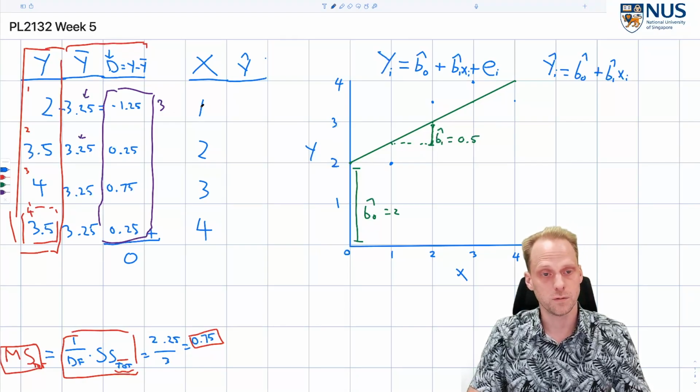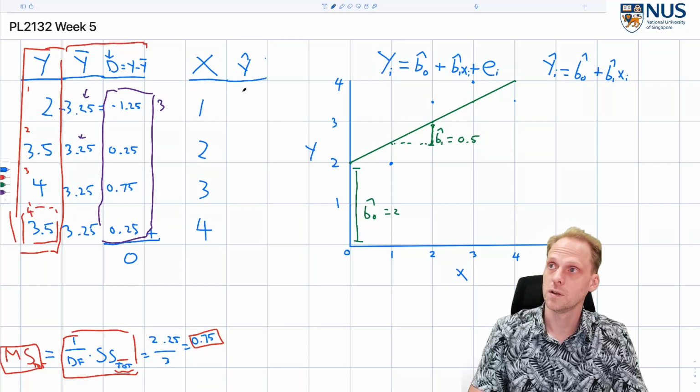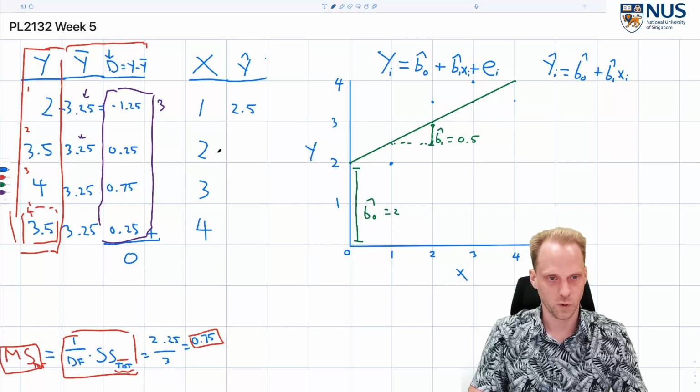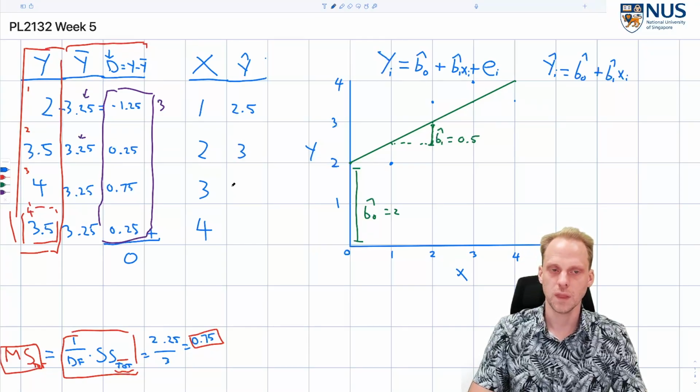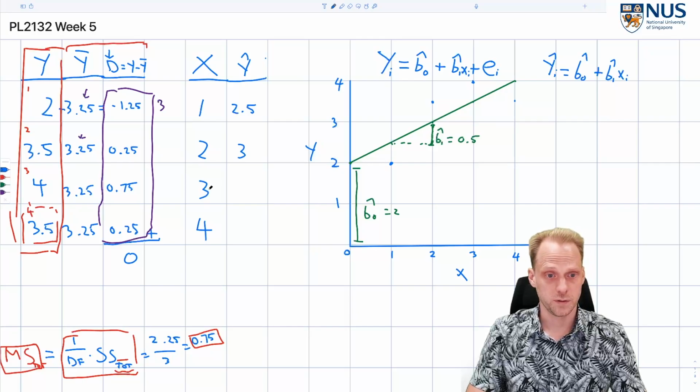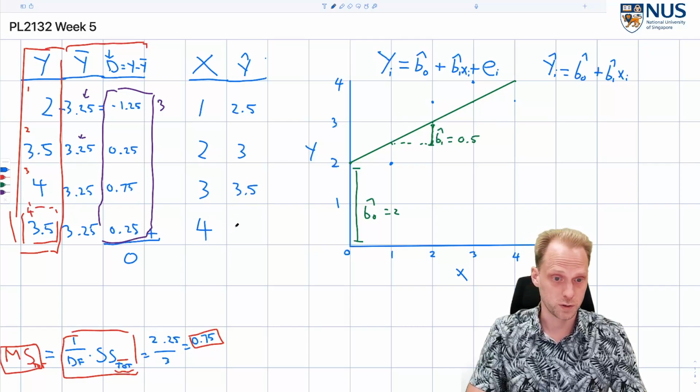Okay, so let's take a look. For x is 1, it's 2 plus a half is 2.5. For x is 2, it's 2 plus 1 equals 3. For x is 3, it's 2 plus 1.5 equals 3.5. For x is 4, it's 2 plus 2 equals 4.